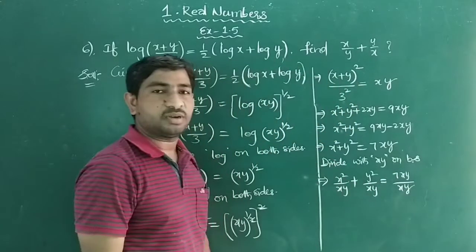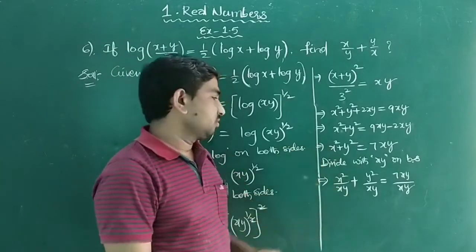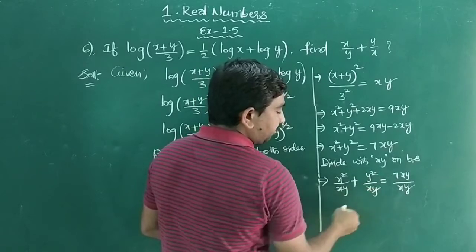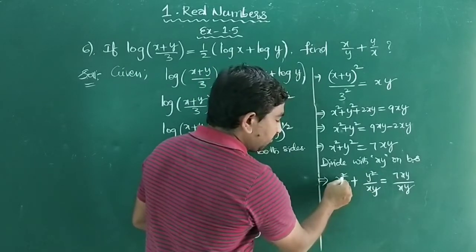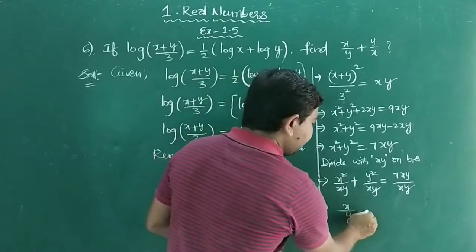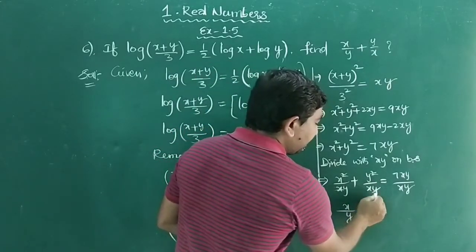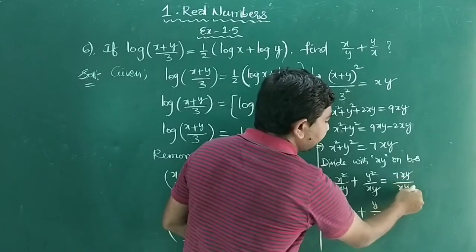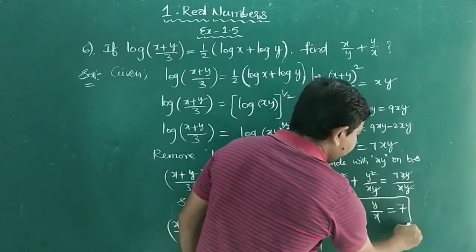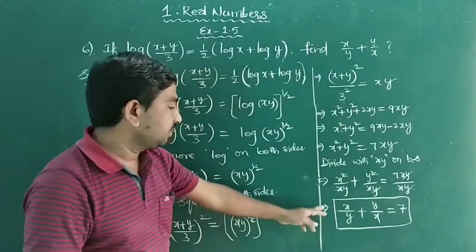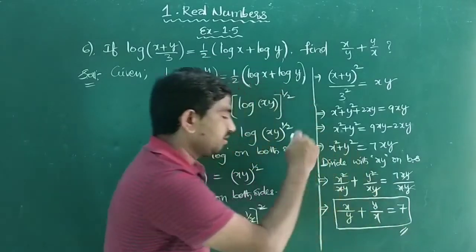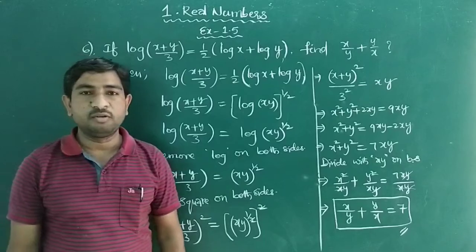This is the most important step. You have to remember this, right? Now x square and x will get cancelled, and here y square and y will get cancelled. What are the remaining terms? Here one x will be left and in the denominator is y, x by y, plus here one y will be left and down x will be left, is equal to 7, as xy gets cancelled. So this is our required value. x by y plus y by x is equal to how much now? 7. So this is the answer. I hope you understand.